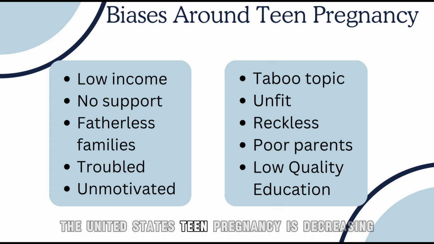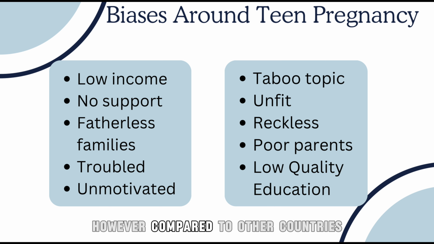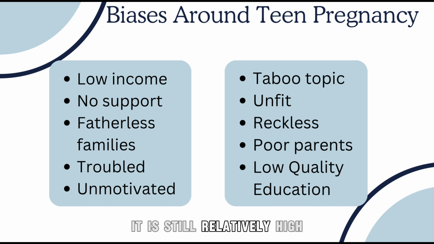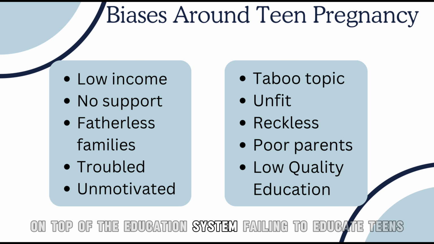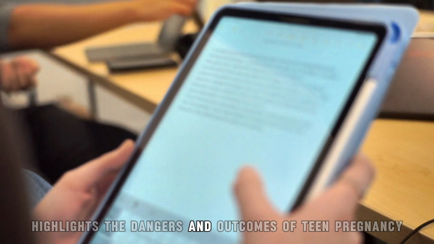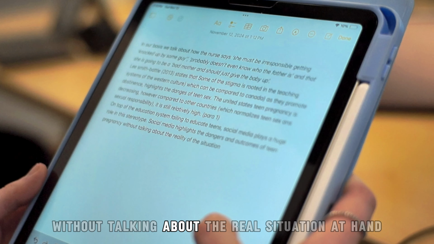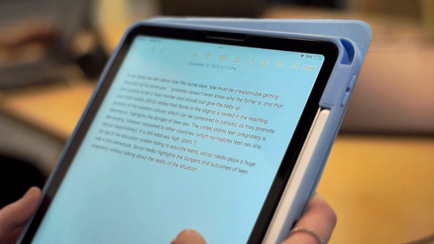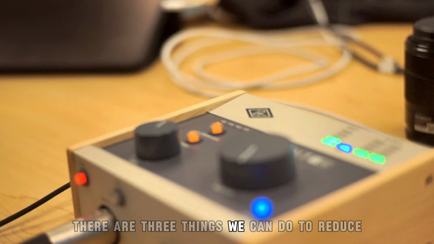The United States teen pregnancy rate is decreasing. However, compared to other countries, it is still relatively high. On top of the education system failing to educate teens, social media plays a huge role in this stereotype. Social media highlights the dangers and outcomes of teen pregnancy without talking about the real situation at hand. With that being said, there are 3 things we can do to reduce implicit bias in the hospital.